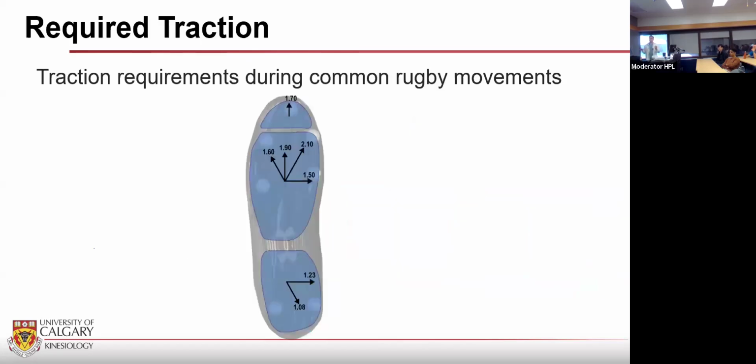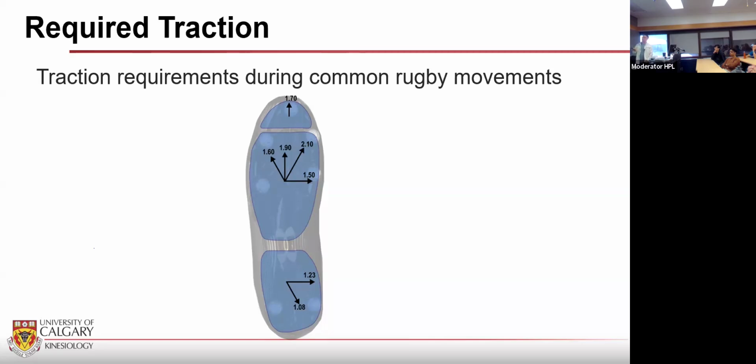So if we take that data for all the different movements, we can then create an overall traction map. So this determines the traction requirements in the different regions and different directions of the shoe. So this is what we use as our design metric. So from all the data, we determined that we would need a traction of 1.7 in the anterior direction in the toe, 1.5 in the medial direction in the midfoot, 1.6 in the anterior lateral direction in the midfoot, and so on.